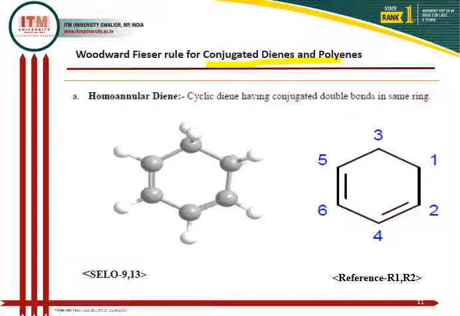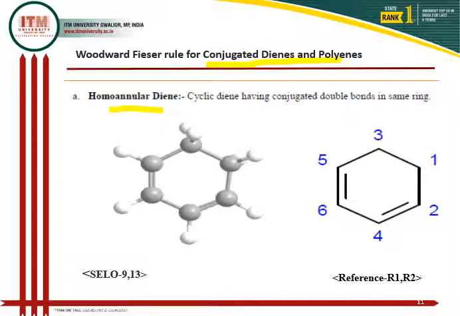The acyclic dienes are the open chain compounds having the conjugation of alternate single and double bonds, like butadiene. It is an acyclic diene. And the cyclic dienes have the two double bonds in the cyclic form or ring form. The cyclic dienes are of two types. The one is homoannular diene and the other one is heteroannular diene.